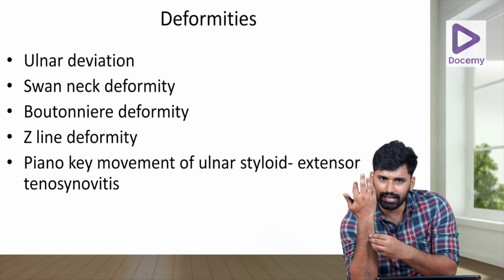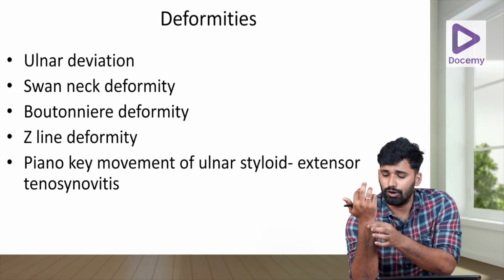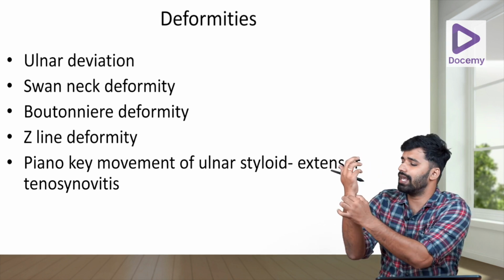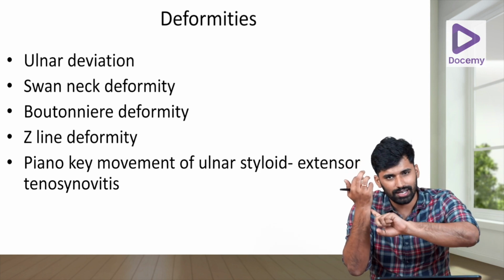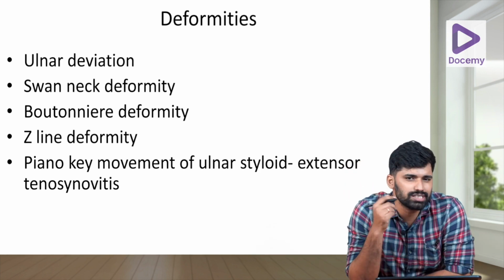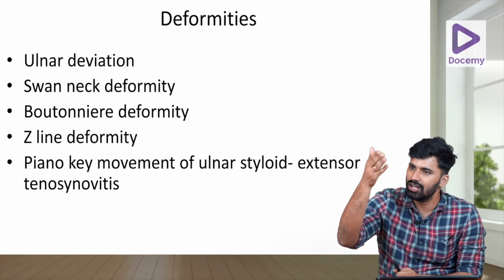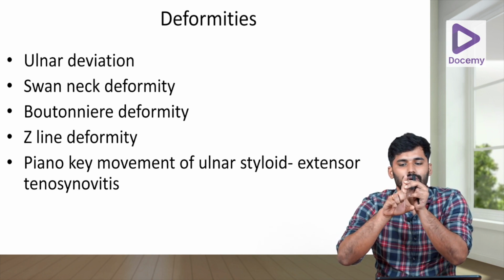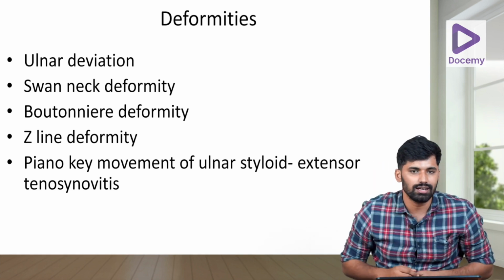So these extensor tendon sheaths, when they are inflamed, will cause instability of the ulnar styloid process, which is called piano key movement. Like a piano key, the ulnar styloid can dip in between. So when you suspect that this patient could be a rheumatoid arthritis patient, you could look for an ulnar deviation, you could look for a swan neck deformity, you could look for a boutonniere deformity, you could look for a piano key movement of the ulnar styloid.